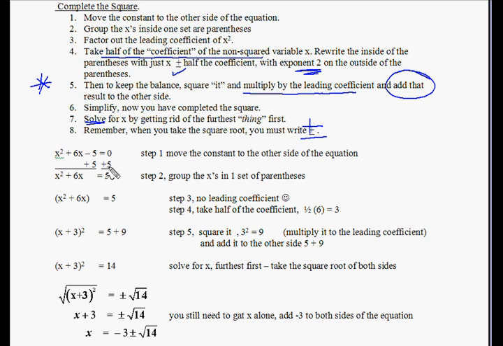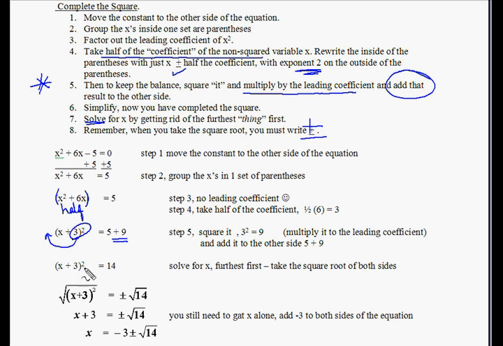We added 5 to both sides to get the constant on the other side. We grouped our x's. There was no leading coefficient, so I just took half of the coefficient of the non-squared term, and then I squared that, multiplied it by the 1 sitting out here, the leading coefficient, and then added that to the other side of the equation. I simplify that down, and then I solve for x.